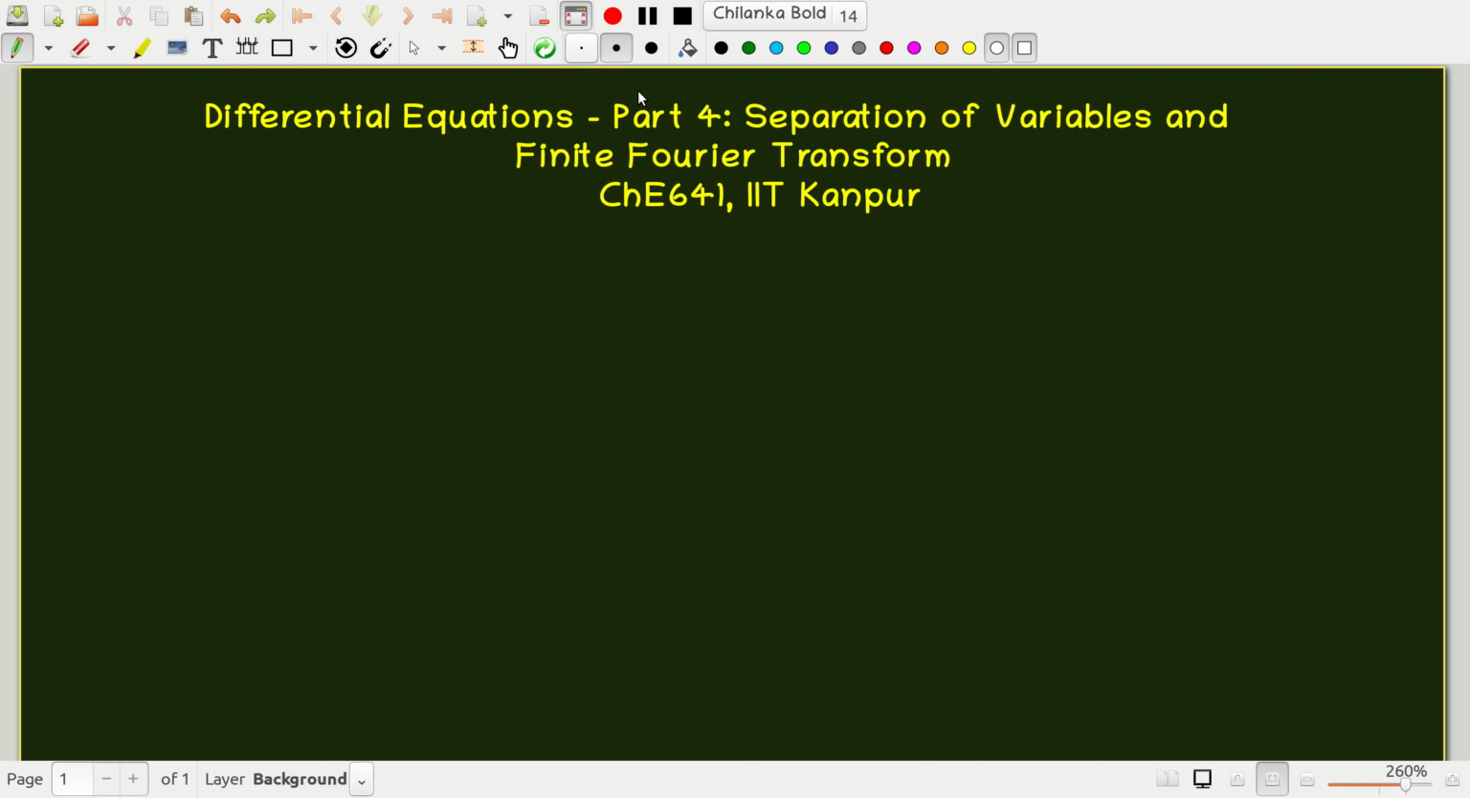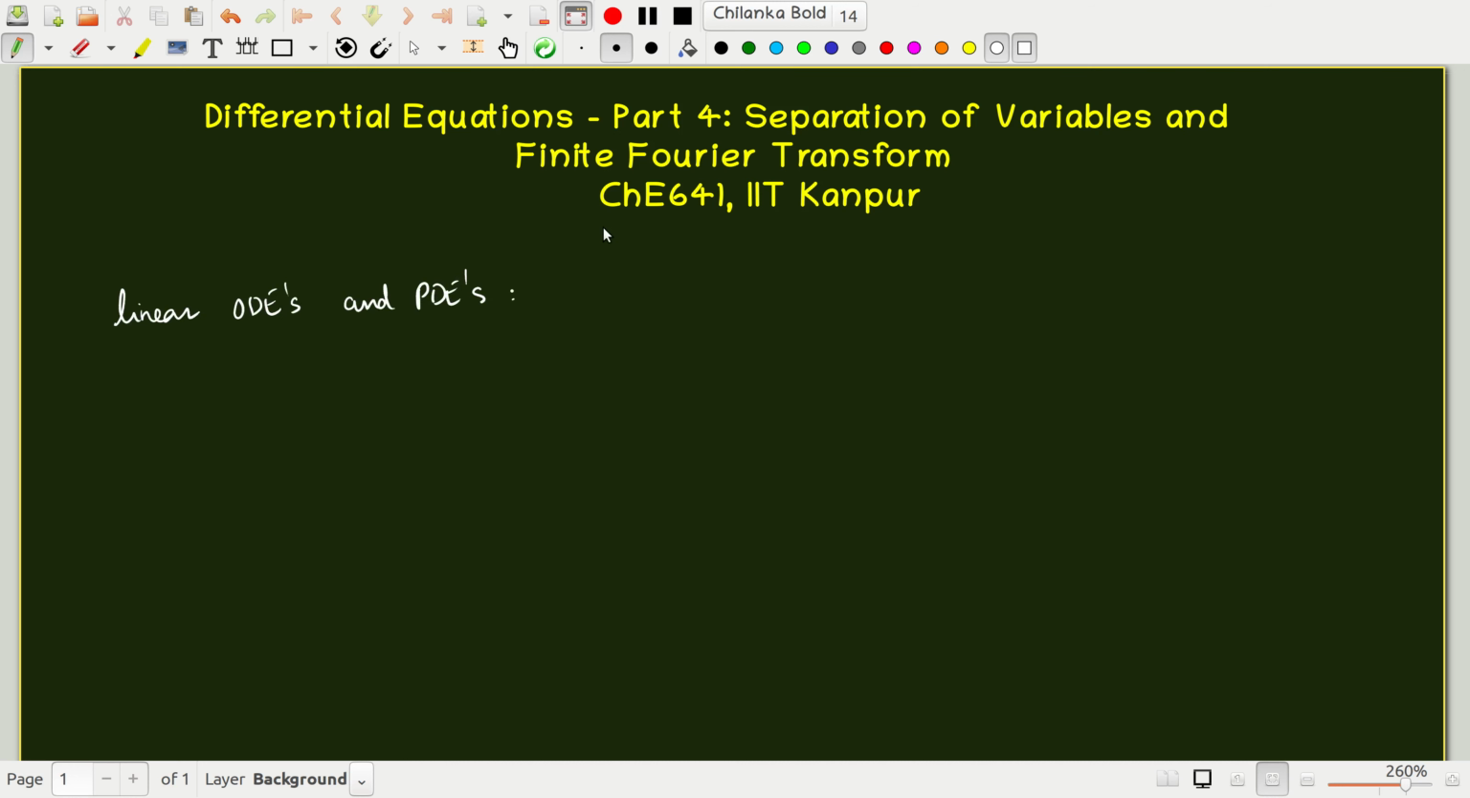Hello students, in this module, which is part 4 in our series on differential equations, I'm going to tell you how to use the method of eigenfunction expansions, or what is also known as the finite Fourier transform, to solve linear differential equations, both ODEs and PDEs.